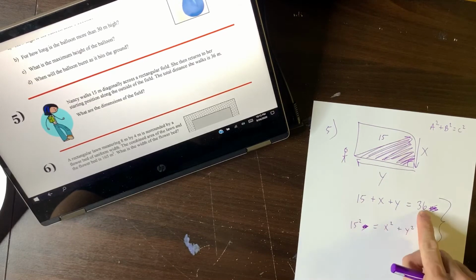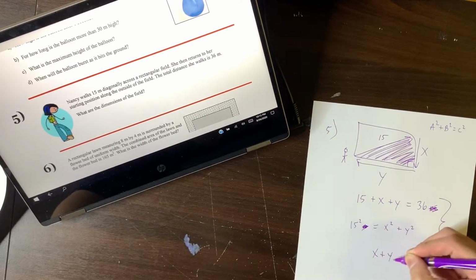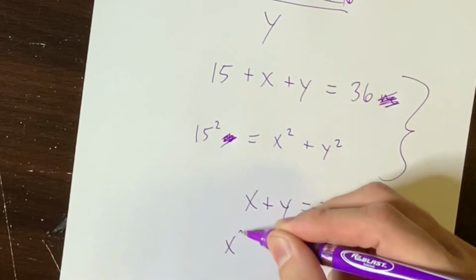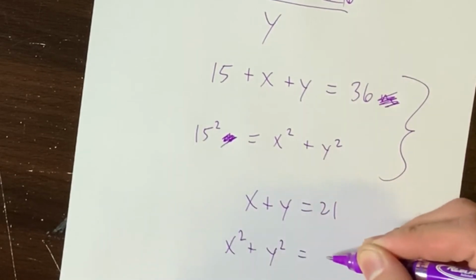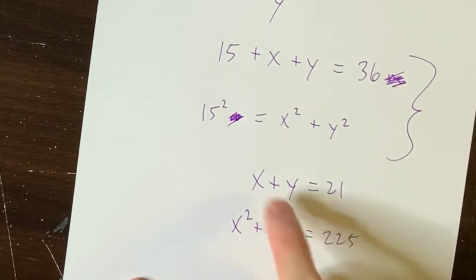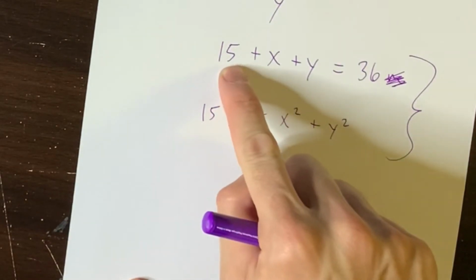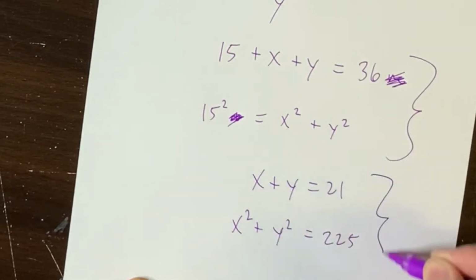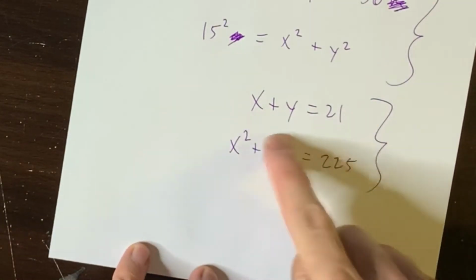Why don't I subtract 15 from both sides? So it's x plus y equals 21. And then x squared plus y squared equals 225. Because that's here and that's there and that is that. I subtracted that from that. Okay. So this is what I have here. Now, how do I solve this system?